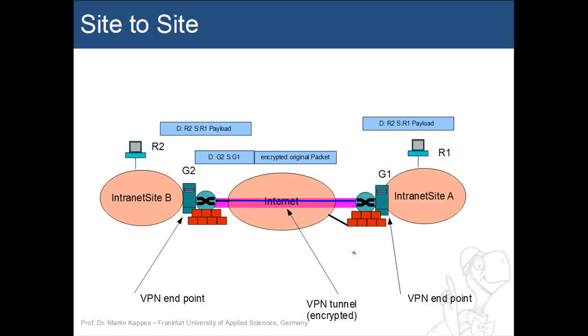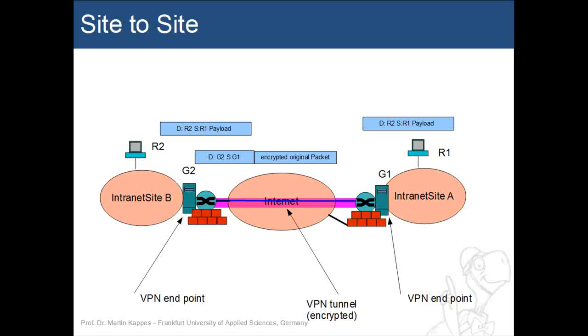So what we see here are two machines, R1 and R2, and these machines want to communicate with each other. So R1 wants to send a packet to R2, and we now assume that these two sites are connected by a site-to-site virtual private network. How is a site-to-site virtual private network really implemented in practice? Well, you have a gateway here and a gateway on the other side, and these two gateways basically set up a VPN tunnel between each other.